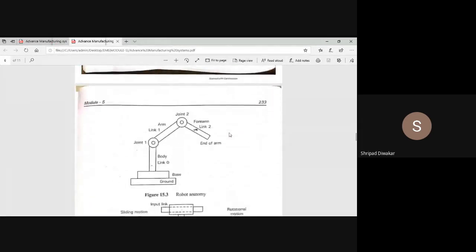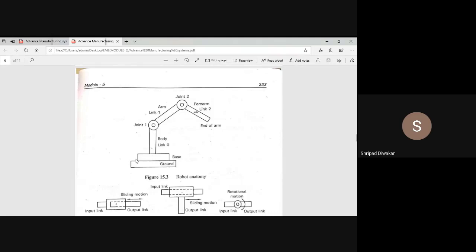So next I'll explain the robot anatomy. A simple robot: we are having a base. The base is mounted on the ground. You can see this is the body. We are having first the ground, next the base, next the body. On the body we are having different joints, joint 1, joint 2, like that. We are having so many joints, and we are having arms in between the different joints. So this is a simple structure of a robot. We are having a base, body, different joints, and different links through the joints.